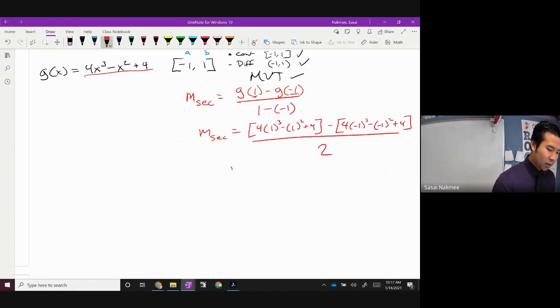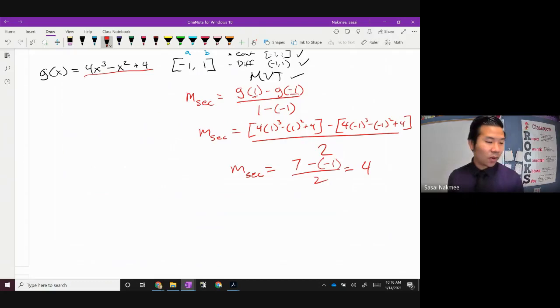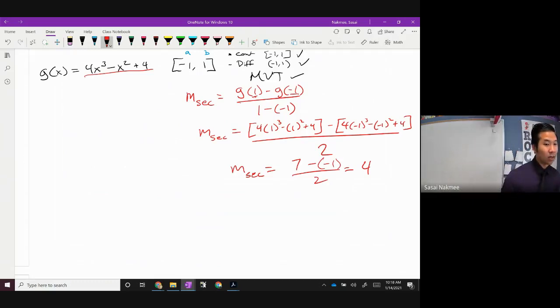Simplifying this out, the slope of that secant line is going to be: 4 times 1 is 4, minus 1 is 3, plus 4 gives me 7. Minus, over here, 4 times -1 cubed is negative 4, minus 1 is negative 5, negative 5 plus 4 gives me negative 1, all over 2. So 7 minus negative 1 is 8 over 2. The slope of that secant line is 4.